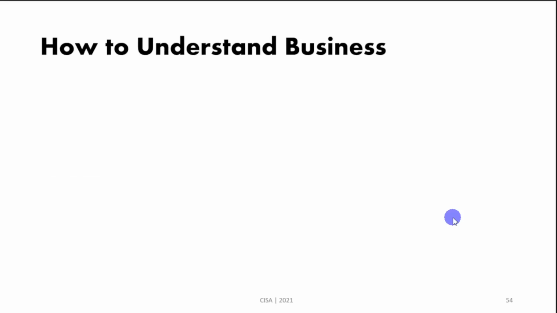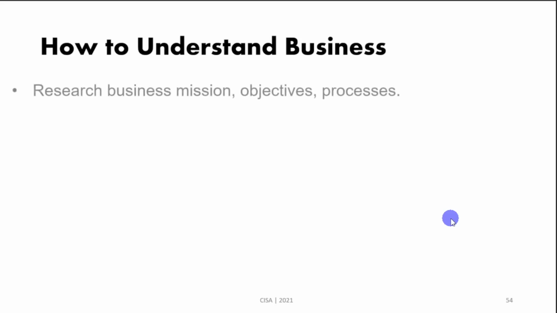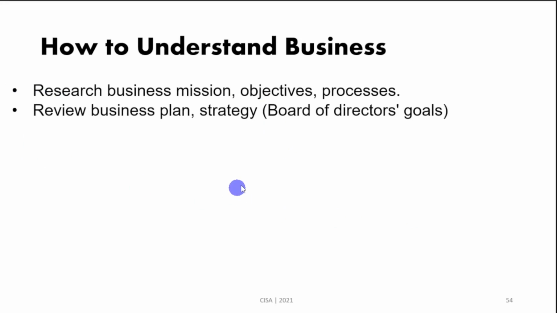So these are some of the good points that I need to mention about how to understand the business. You can research the business mission, objective, and processes. You can review the business plan and the strategy.